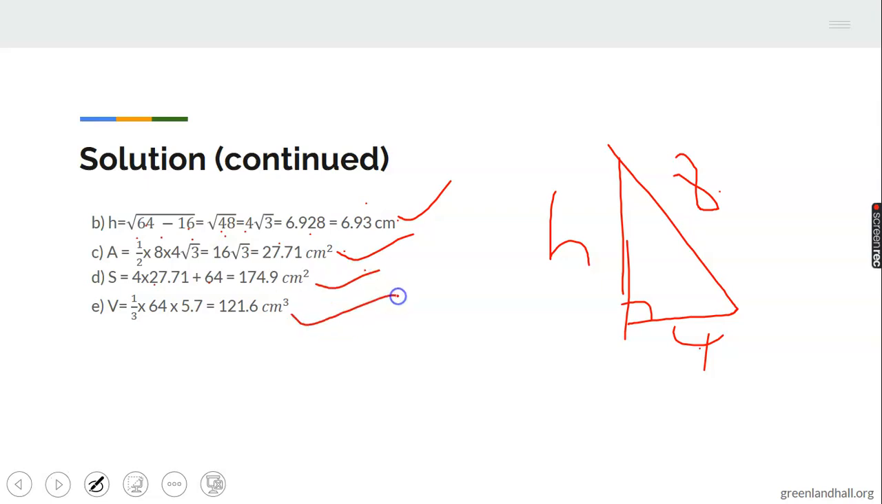Lastly, we want to look for the volume. This is the volume. It's 1/3 base area, which is 64, times the perpendicular height of that pyramid. And that one will give us 121.6 centimeter cube.